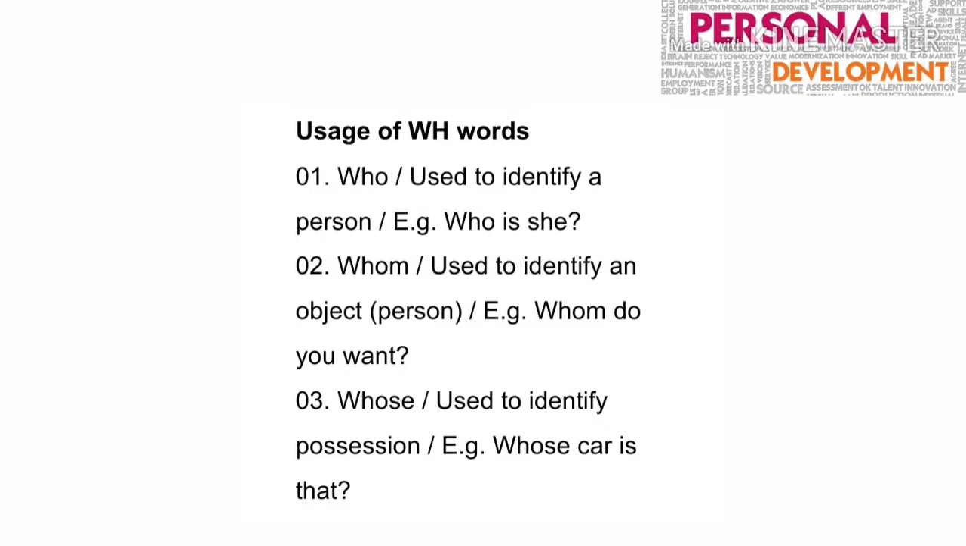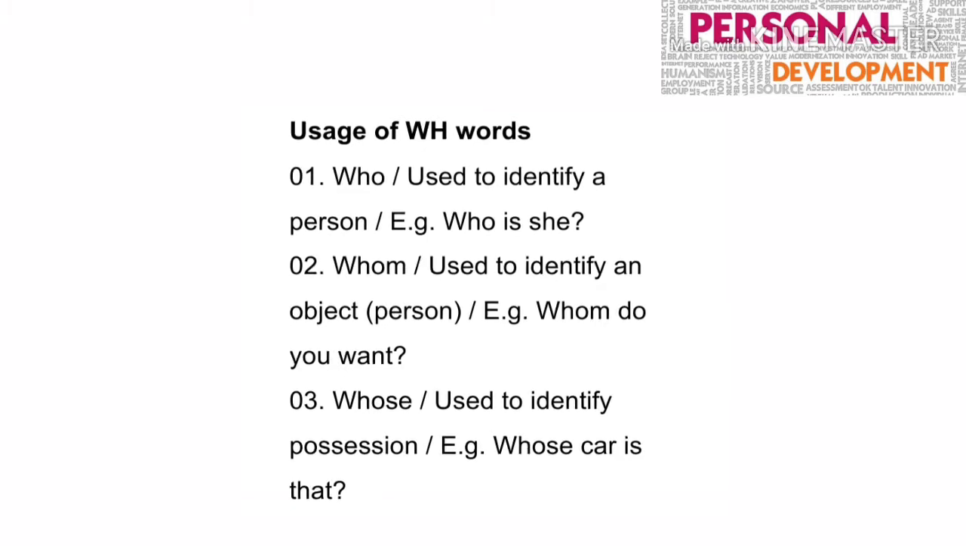Usage of WH words. Serial number 1. Who, used to identify a person. For example, who is she? Serial number 2. Whom, used to identify an object, person. For example, whom do you want? Serial number 3. Whose, used to identify possession. For example, whose car is that?